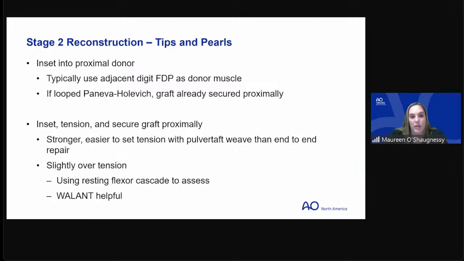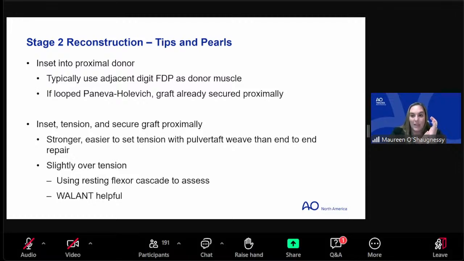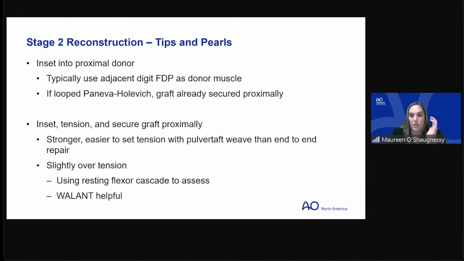So then you're going to insert into your proximal donor. Usually we use the adjacent FDP as your donor, but there are other options too. And like we said, if you're using the Peneva-Holovic, you've already got that proximal donor secured. So then you're going to pull your tension, set your cascade and your flexion where you want it, slightly over tensioned, and then weave it into your proximal.